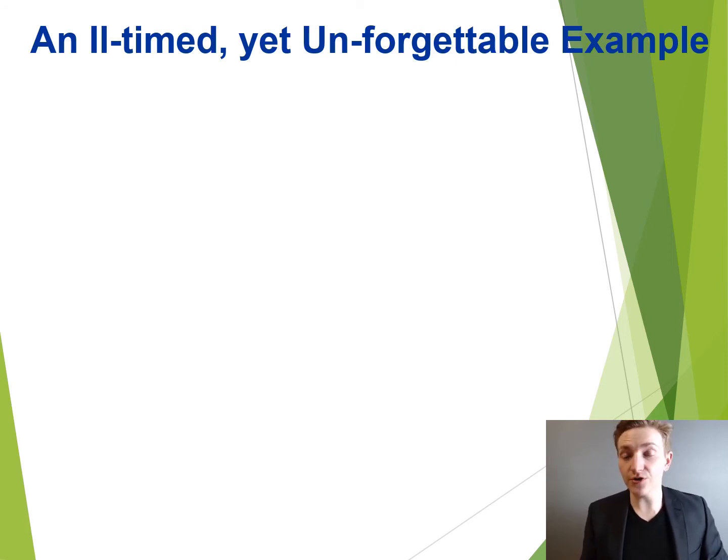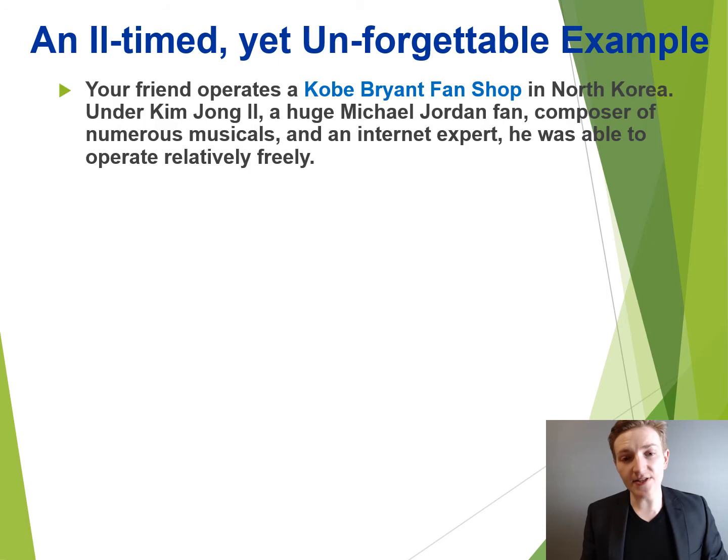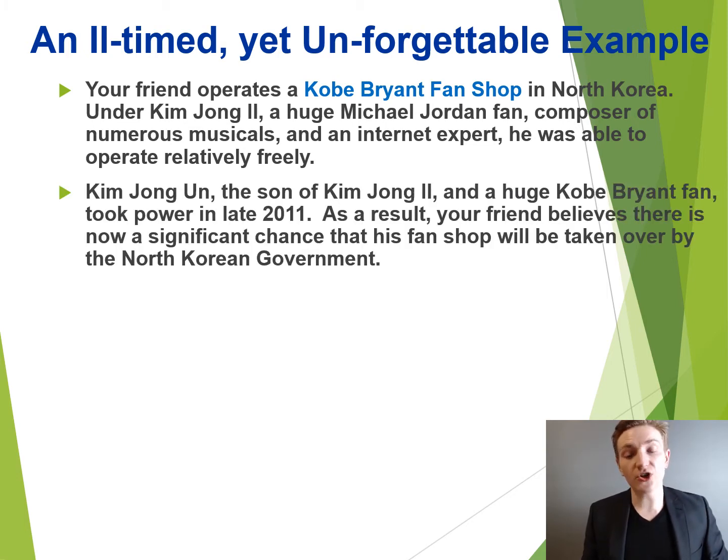In particular here, we're going to focus on looking at the probability of each event and the cash flows that might arise in those events. So in this example, your friend operates a Kobe Bryant fan shop. He had set this shop up under Kim Jong-il in North Korea. Now, because Kim Jong-il was a fan of Michael Jordan, he didn't really fear expropriation. However, that of course changed over time. Kim Jong-il died and Kim Jong-un took over. Kim Jong-un is a Kobe Bryant fan, and therefore you start to fear expropriation potentially occurring.